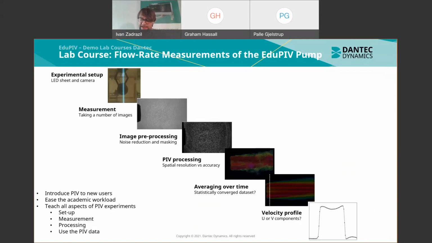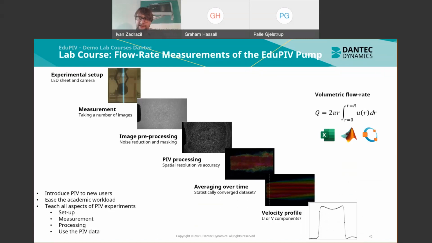And once we have the velocity profile, what do we do? We can import it into third-party software, and using this formula, we can integrate and get a volumetric flow rate. This can be done in third-party software, for example, Excel, Octave, or MATLAB. Dynamic Studio contains direct links to MATLAB and Octave, so you can directly import or export data from MATLAB.